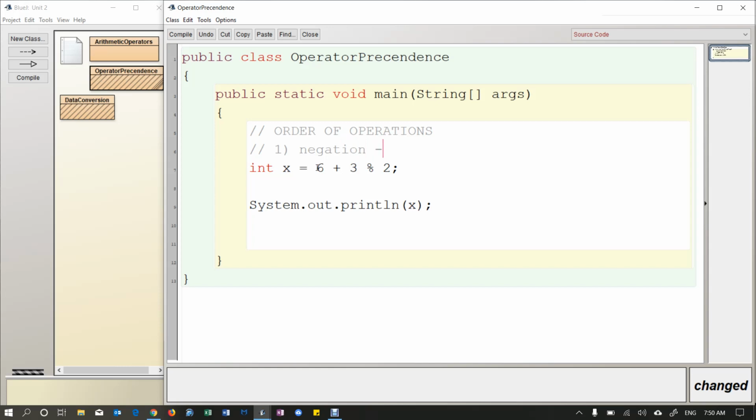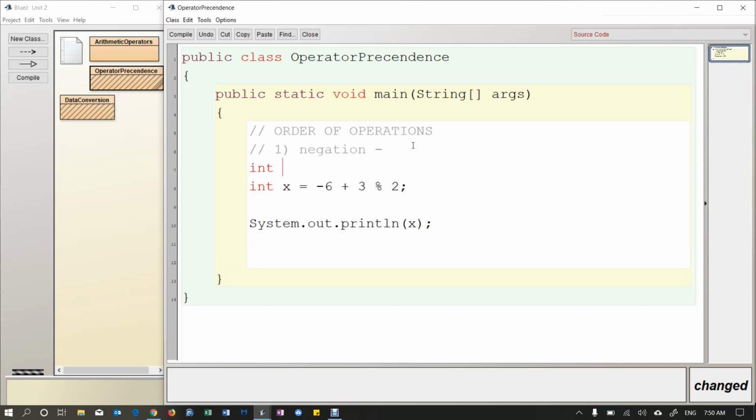Negation is when you do something like this, negative 6. So you're basically multiplying 6 by negative 1. So that might be straightforward. You might already have assumed that. But this plays a bigger role. If I had something like this, like if int y equals 6, and then I said negative y.